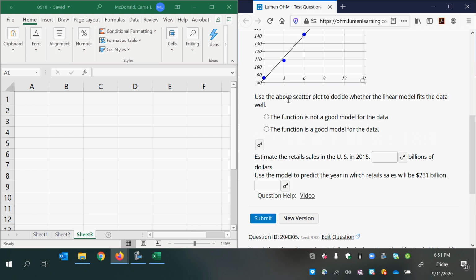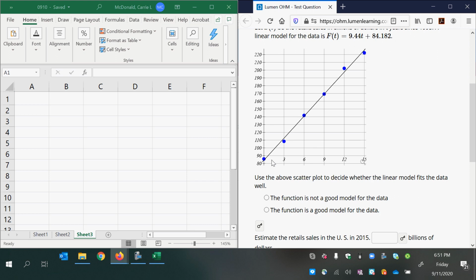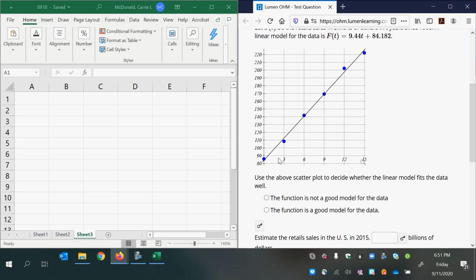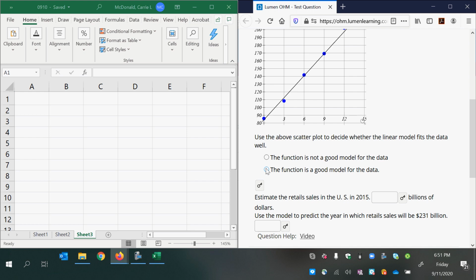We're being asked to use the above scatter plot to decide whether the linear model fits the data well. So just by visually inspecting this scatter plot and the line graphed on it, we see that the line looks like it's fitting the points very well. So we would say, according to just looking at that, that this is a good model on only that much information.